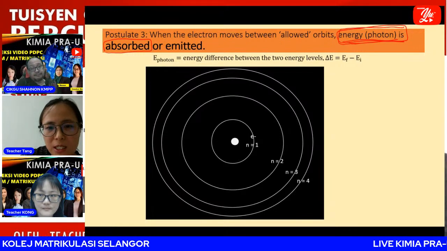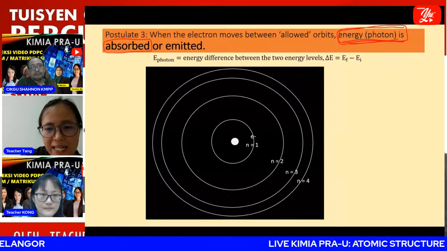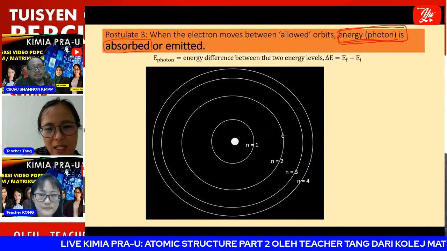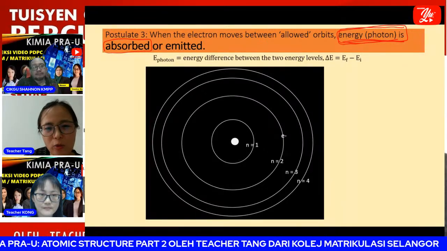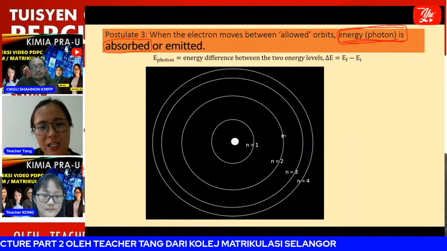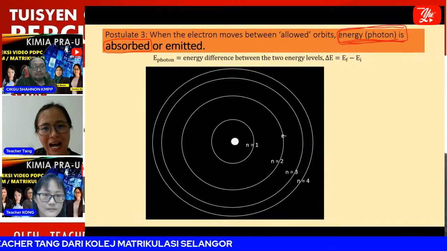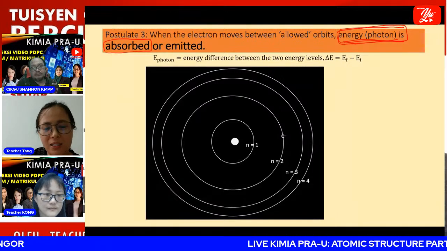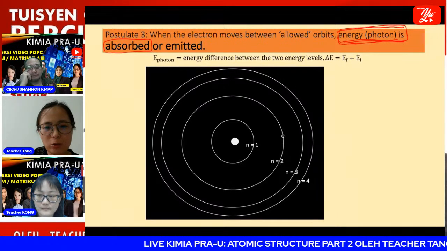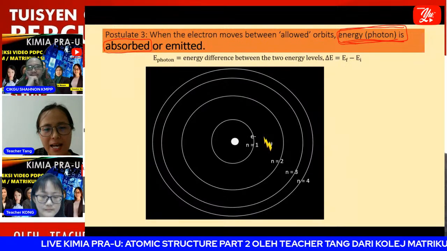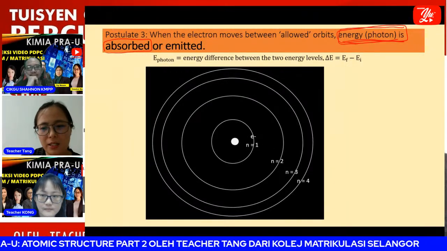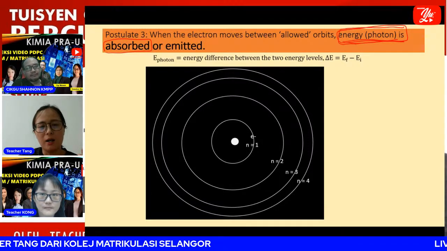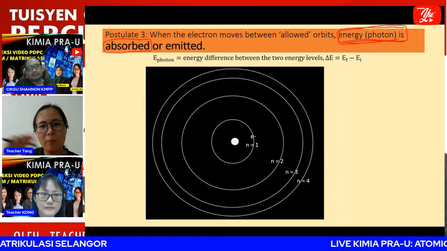So you can see from the animation here. The electron at first is at n equals 1. To move to a higher energy level, a photon needs to be absorbed in order for the electron to move to the higher energy level, n equals 2. And at n equals 2, the higher energy level, the electron is not stable, so it will move back to the lower energy level. When it moves back to the lower energy level, again, a photon will be emitted. Okay, so that is the third postulate: electron moving between the orbits.